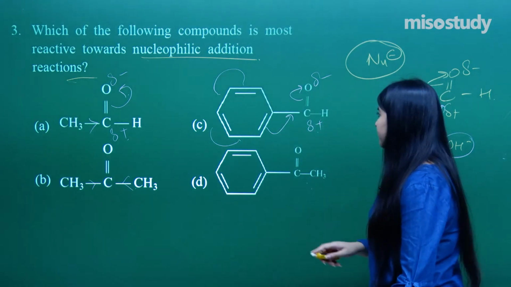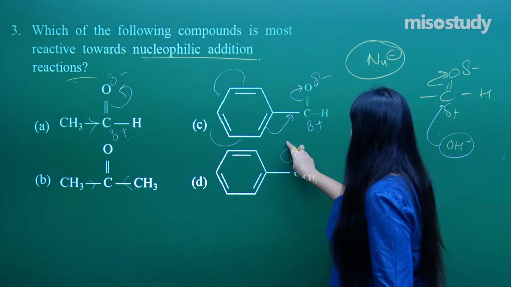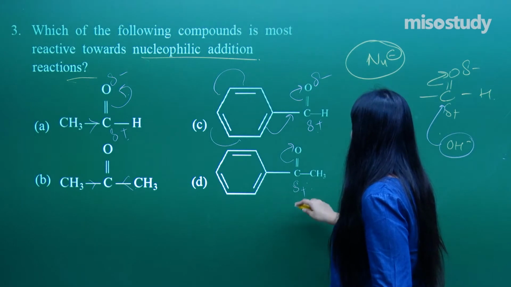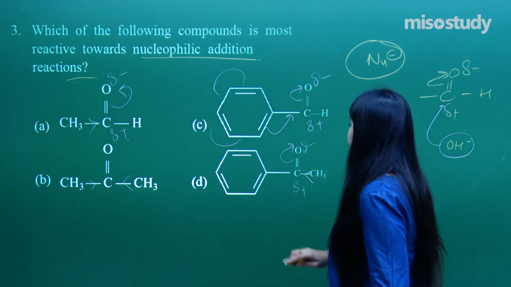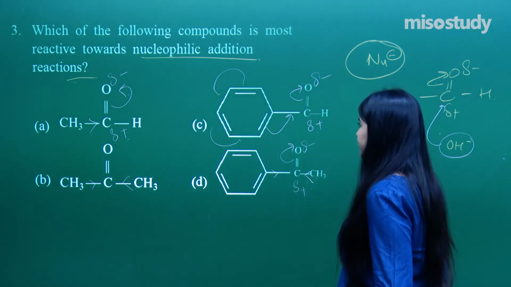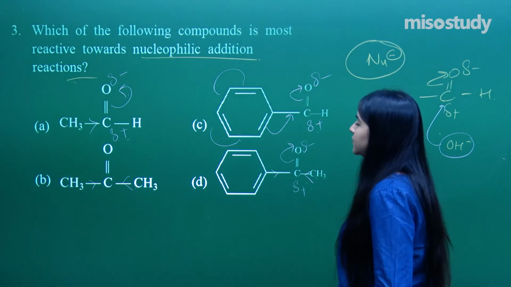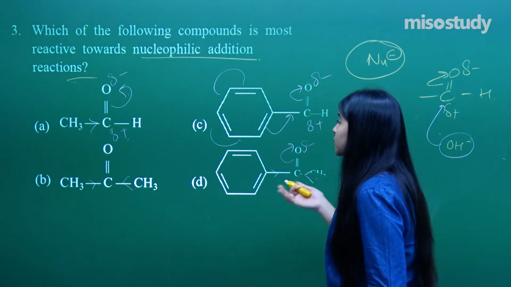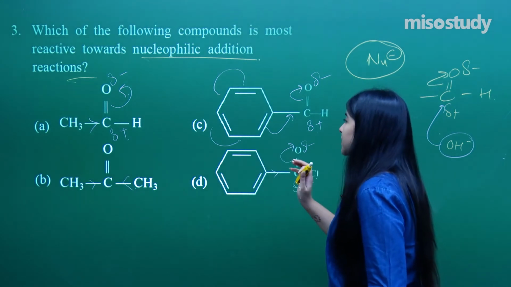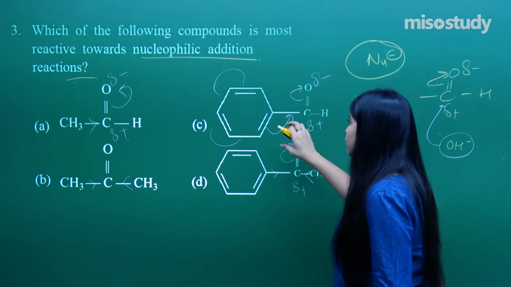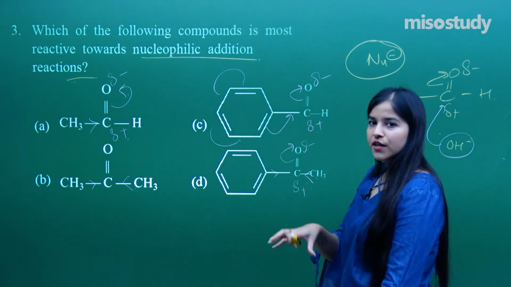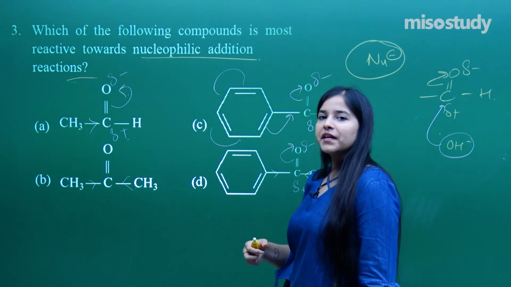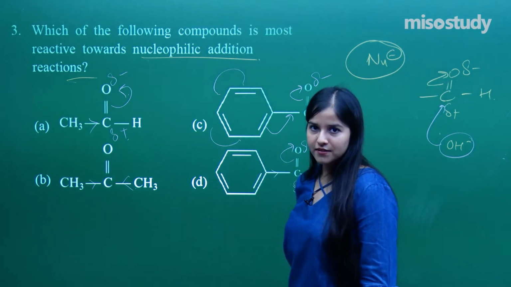And here what do you see? This delta positive, delta negative. Now a big confusion, because in all of the options you see that some other thing is neutralizing the carbon's positive charge. My take for this question is that we should find which carbon will be getting least neutralized.